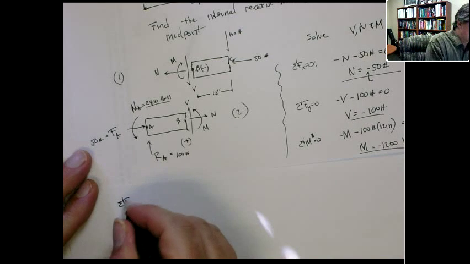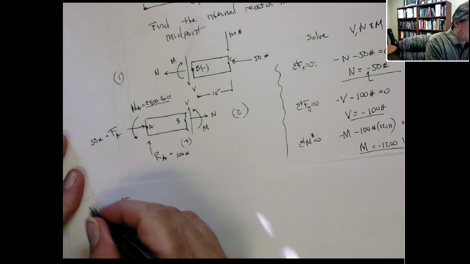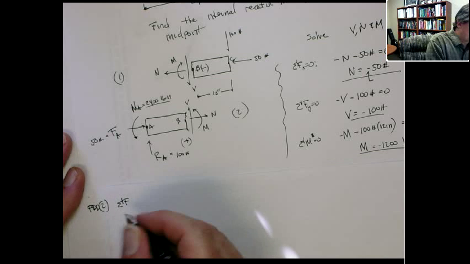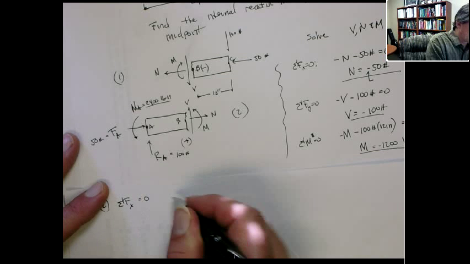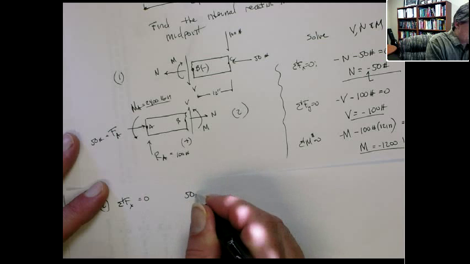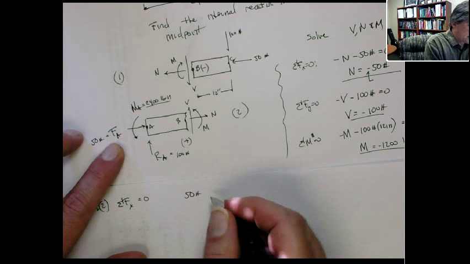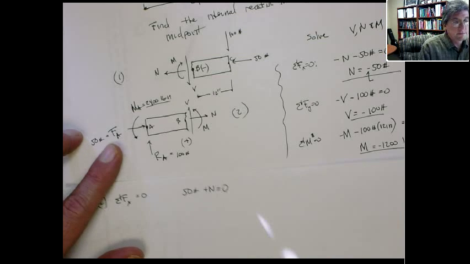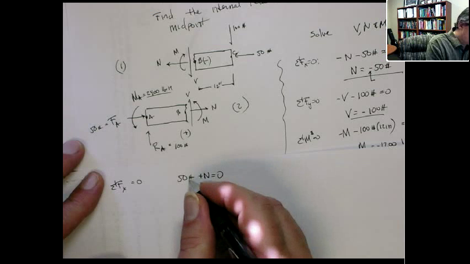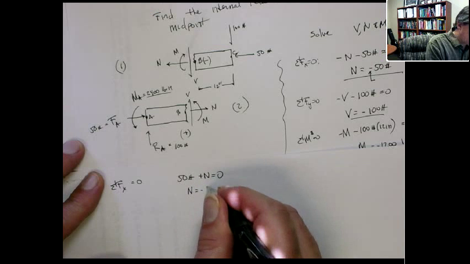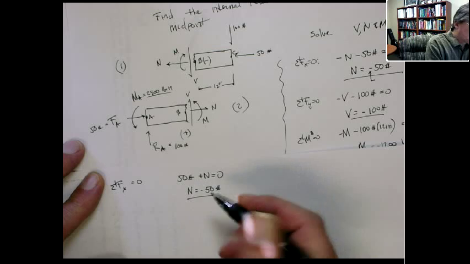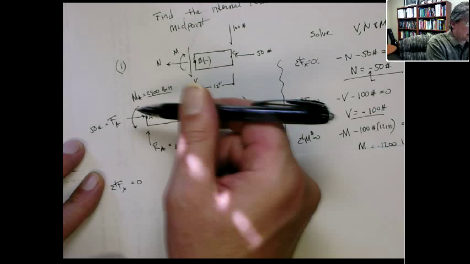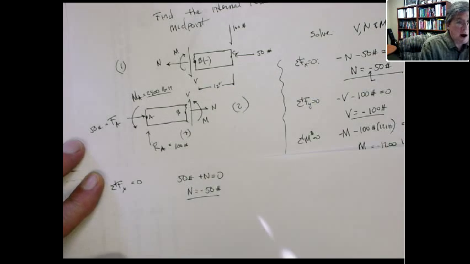sum of forces. Now this is using free body diagram 2. This is using FBD 2. All right. Sum of forces in the x direction is 0. That gives me 50 pounds, FA, plus N equals 0. That gives us N is equal to minus 50 pounds, which is exactly what we had before. It means that the N actually has to be pointing in the direction which you could probably have preferred.